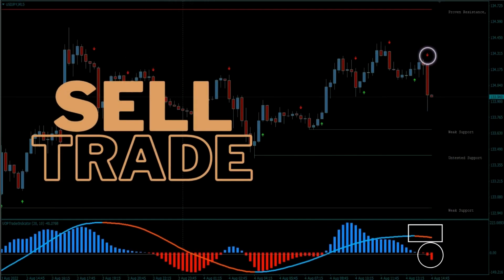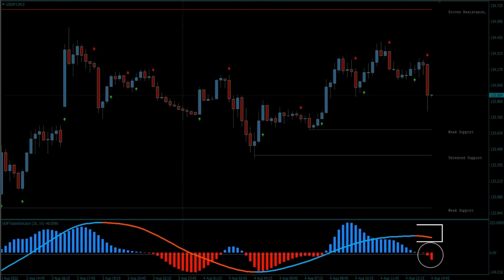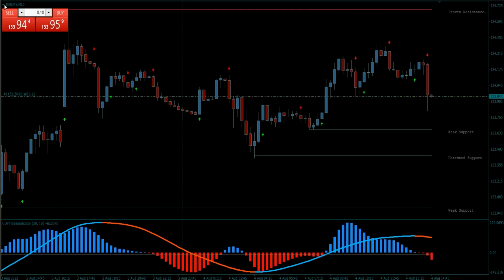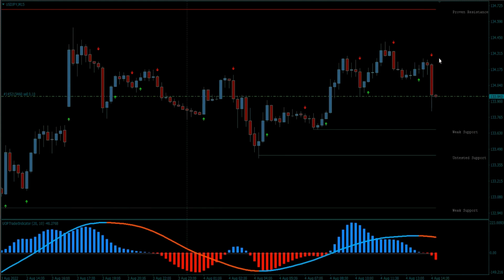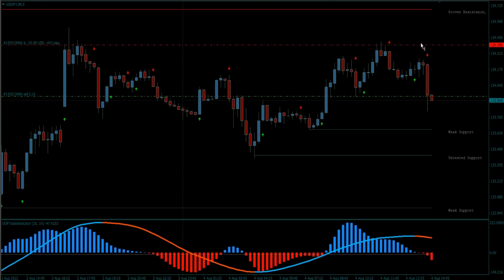Here is a perfect sell trade setup as per our recommendations. Because here the red sell arrow appears on the chart, the red MACD bar in center to down position, and the trend line color is also red. So let's take a sell trade here. Stop loss set on the last swing high. And our take profit set on the next support level.